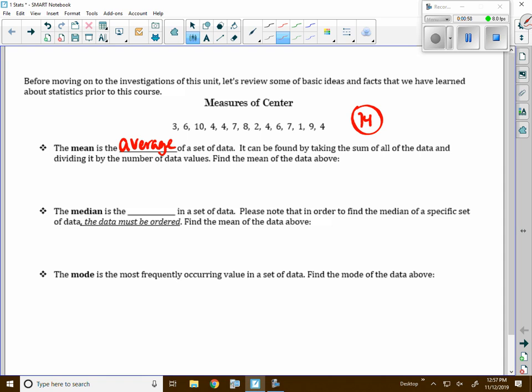5.3? Or no, 5.4. Okay, yeah, we'll say 5.4. You should be getting 5.4 for your average. Anybody not get 5.4?